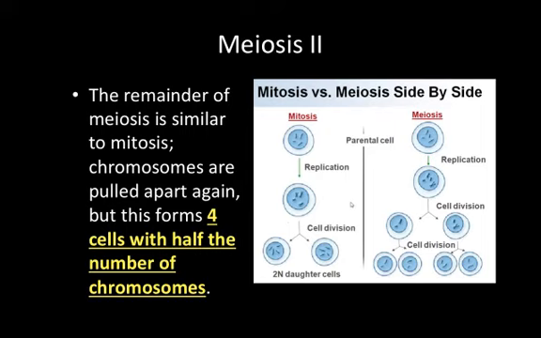So the whole process starts over again in meiosis 2. The only difference in meiosis 2 is that you no longer have homologous pairs. You have one set of each chromosome inside of the cell. Then those chromosomes line up in the center again to perform meiosis 2. They pull apart, and we now have 4 cells, but they have half the number of chromosomes that the original cell had.